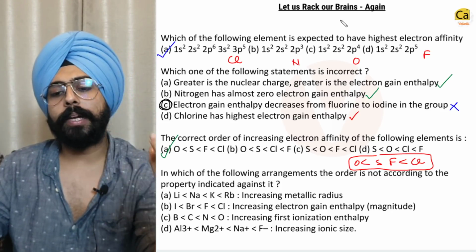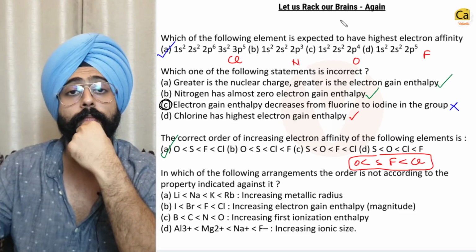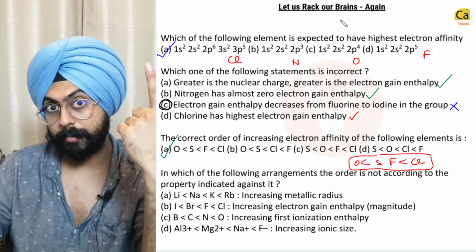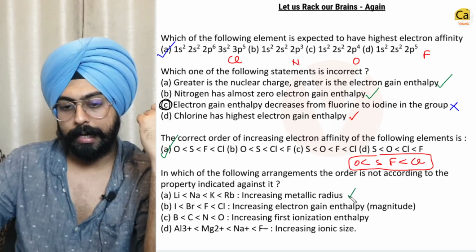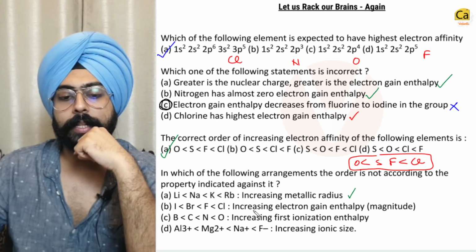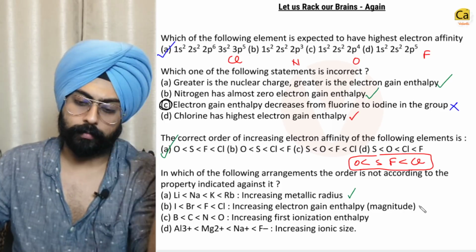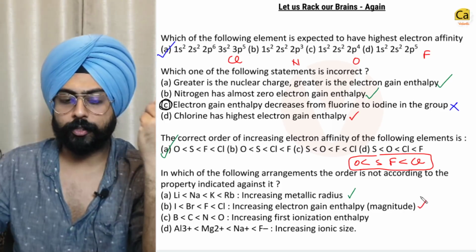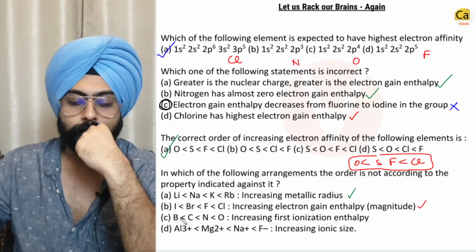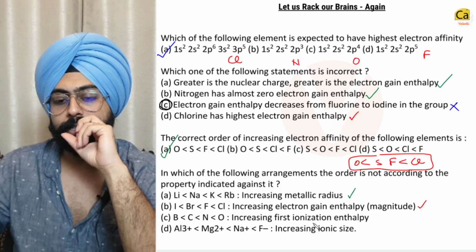In which of the following arrangements the order is not according to the property indicated against it? Lithium, then sodium, then potassium, then rubidium, increasing metallic radius. Is this the correct order? Absolutely. Then increasing electron gain enthalpy, iodine, bromine, fluorine and chlorine in terms of magnitude. That's also correct. Chlorine has the most. We saw it in the last 3 questions.